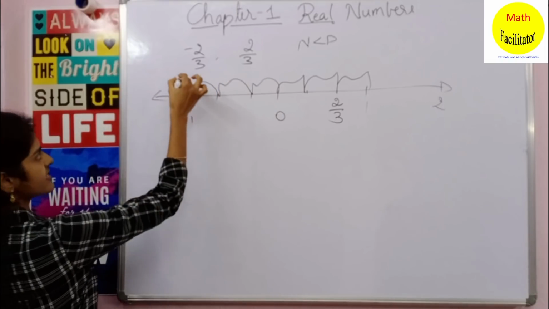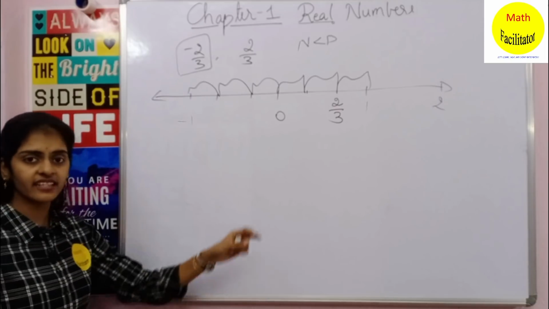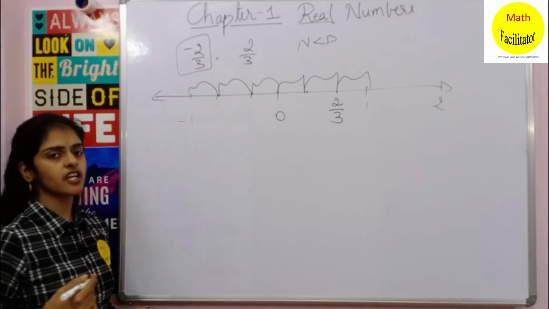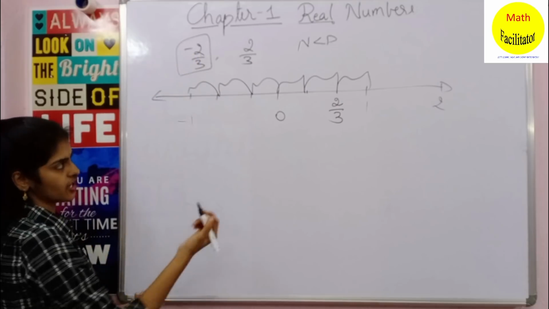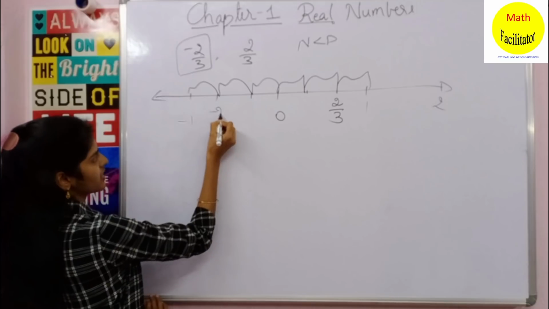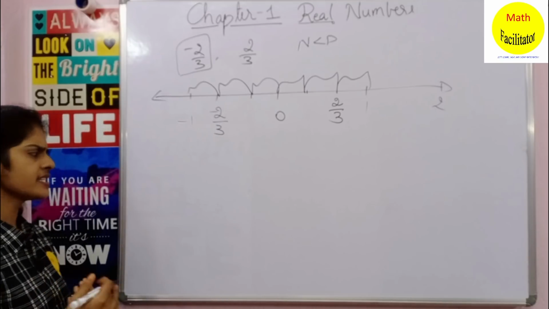Since this is a negative fraction, we are considering the negative integer side. Clear? So now the numerator tells you how many parts you have to take into consideration. The numerator is 2, so you have to take 2 parts into consideration. So this is the first part and this is the second part. So this is nothing but minus 2 by 3. Clear? Now let us take another example.